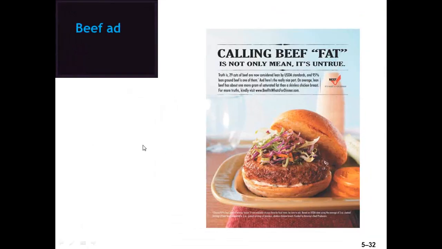Here's a beef ad. Calling beef fat is not only mean, it's untrue. Truth is, 29 cuts of beef are now considered lean, and 95% lean ground beef is one of them. It's an ad to promote beef consumption.